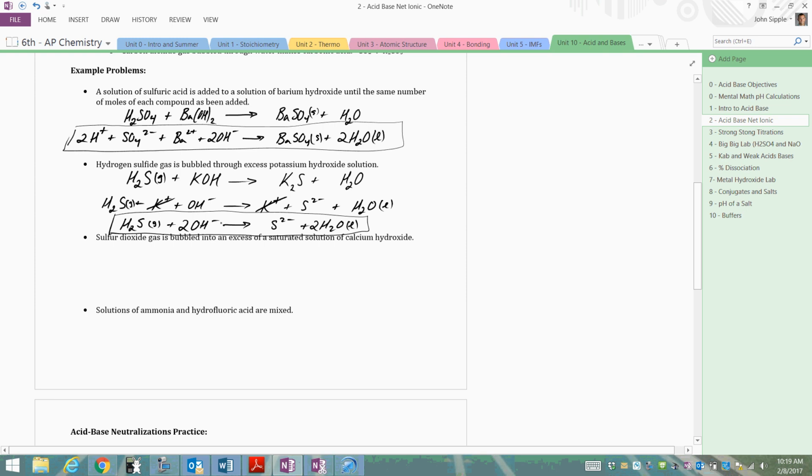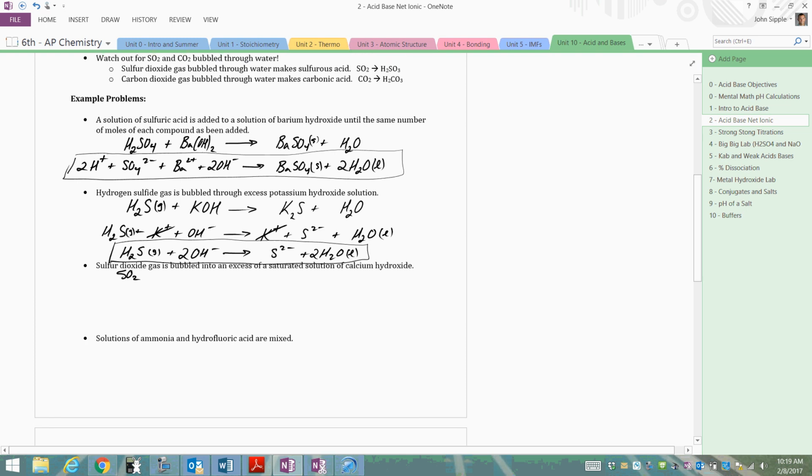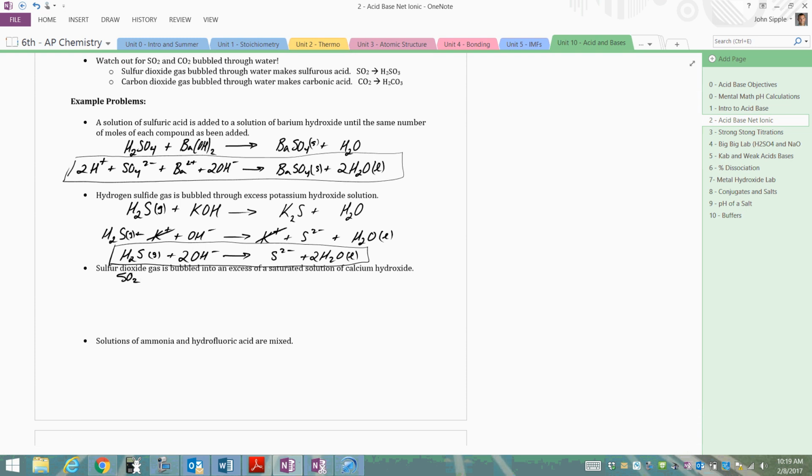Okay, so for this one here, this is kind of a tricky one, right? They have SO2 gas. Remember, if you look up there, sulfur dioxide gas bubbled through water is going to make H2SO3. So you want to write that as H2SO3, because it's being bubbled through a solution.